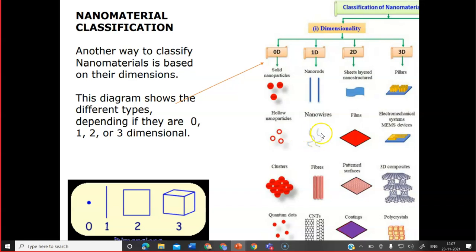Then 0 dimension means hollow nanoparticles. They are hollow. Nanowires are 1 dimension. Films are 2 dimension, one and second. Then electromechanical system devices, 3 dimension. Clusters, nanoclusters, 0 dimension. Nanofibers, 1 dimension. So pattern surfaces, 2 dimension. And 3D composites, 3 dimension. So quantum dots, CNT, carbon nanotubes. CNT means carbon nanotubes. Okay. Coatings, then polycrystals. So a few of them, what is mentioned in the syllabus, we will just study that.